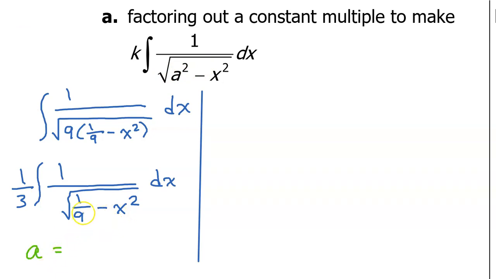Remember that the a value will always be the square root of this constant. So that's going to be 1/3. All right, that's the square root of 1/9. So that is the a value.